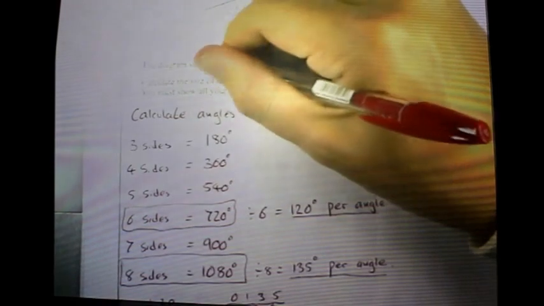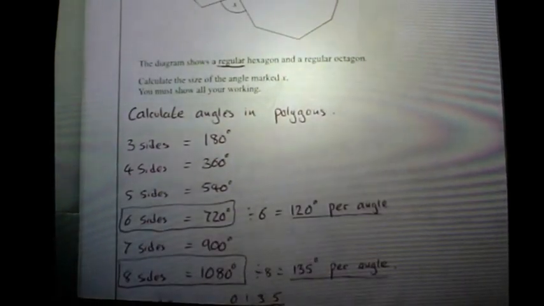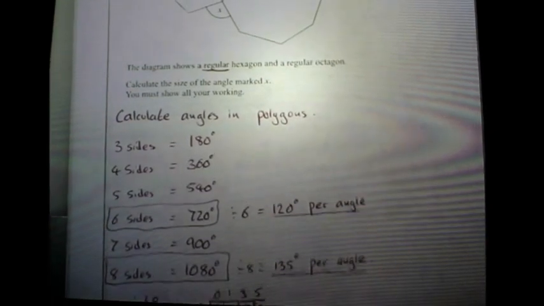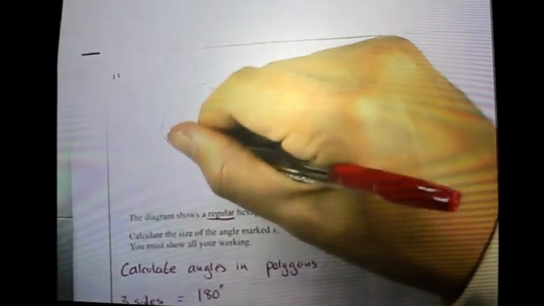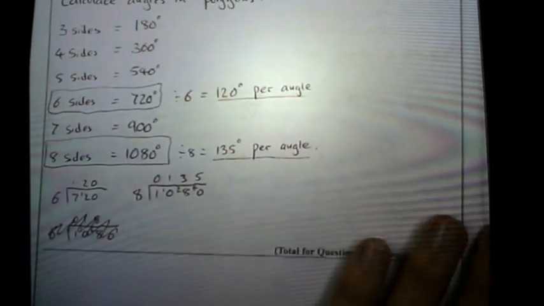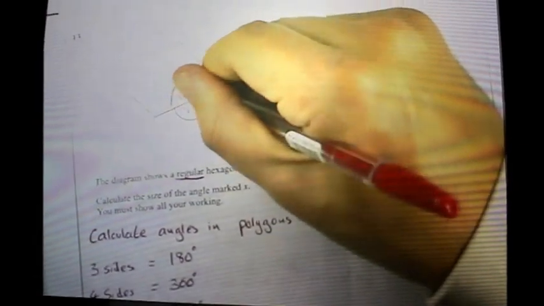First of all, it does say they're regular hexagons and octagons. That means that all the angles are the same on the inside. So for a hexagon, it is 120 degrees per angle, so I'm going to write that in, 120 degrees. And for an octagon, here's my workings, it's 135 degrees per angle. So I'm going to write that in.